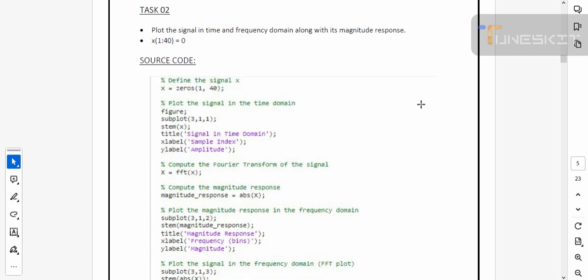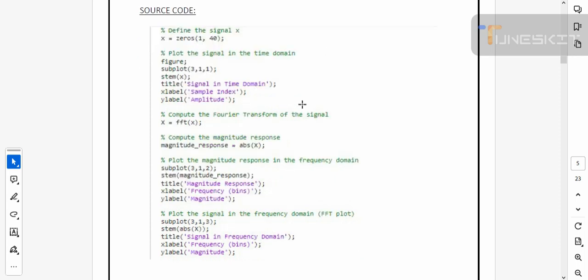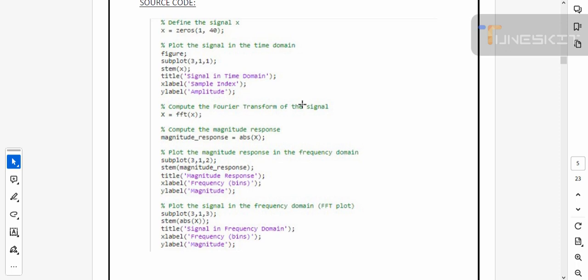Task number 2 is to plot the signal in time and frequency domain along with its magnitude response. The given signal is x, ranging from 1 to 40, equal to 0. So the input code will be, first of all, we define the function, that is x equal to zeros. Then we use the subplot command, and then the stem command to plot the discrete graph, and then title the graph, where the x label is sample index and the y label is amplitude.